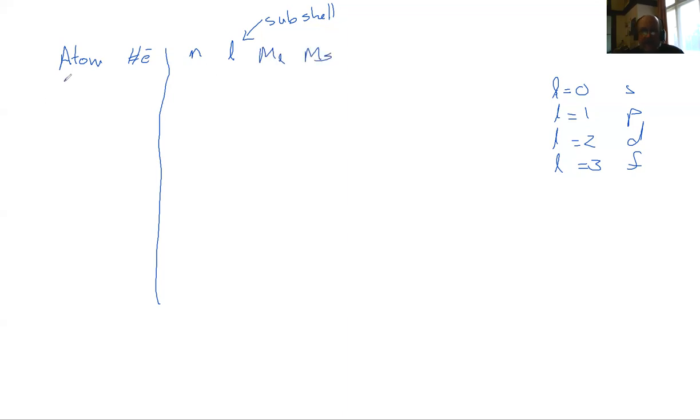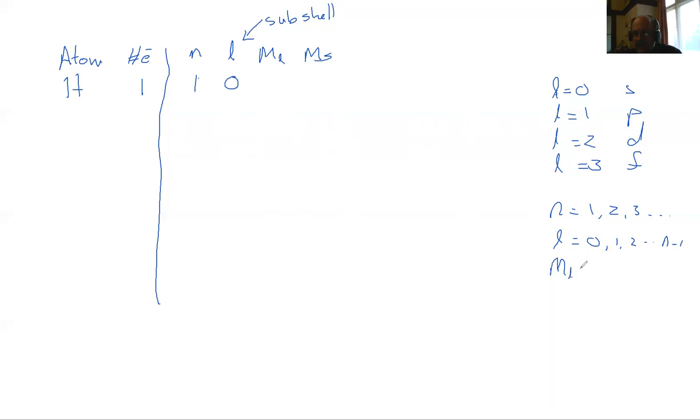So let's start off with hydrogen. Hydrogen has 1 electron, so we're going to choose the lowest numbers we can. Remember, n is equal to 1, 2, 3, and so on, so we stick in the lowest value, which is 1. l is equal to 0, 1, 2, up to n minus 1, so the lowest value that's free for l is going to be 0.